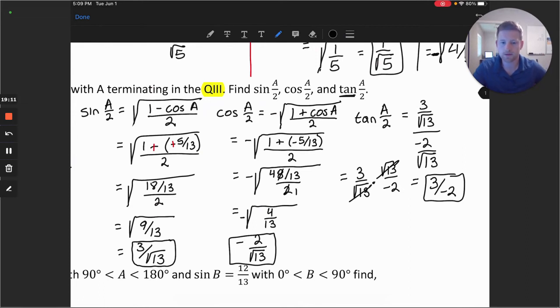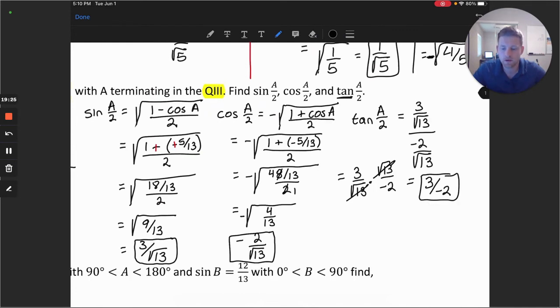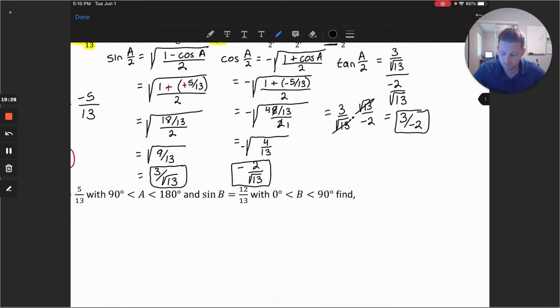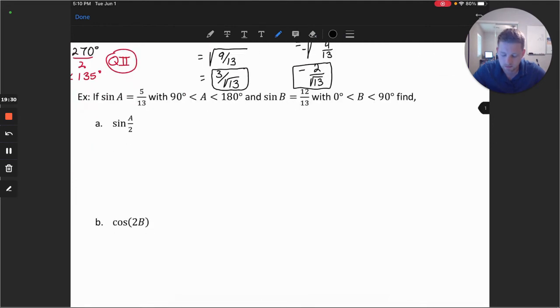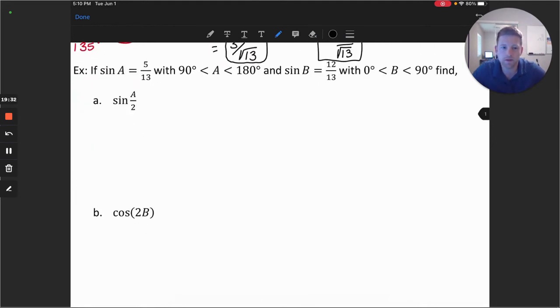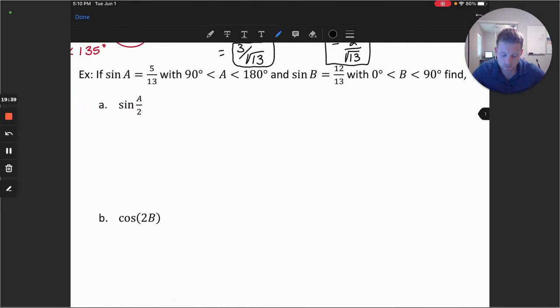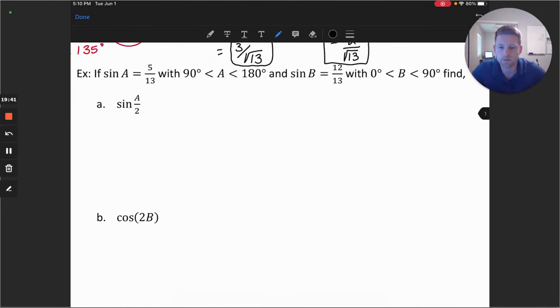All right, so that's a second example, taking a look at just the half angles. The next example, we're going to be combining some concepts from our last section with the double angle and the sum and difference angles as well. So let's consider the information that we're going to be given in this third example. We have a lot of it.